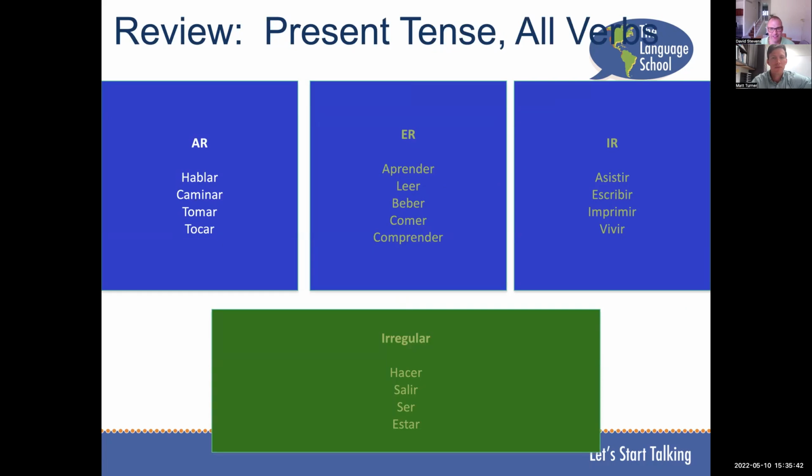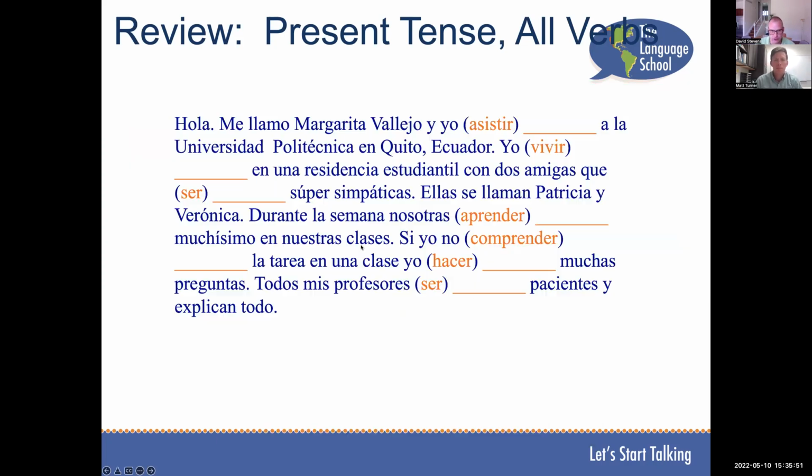Ok, perfecto. So Mateo, just a quick little review, right? We've been working a lot on our regular verbs, but don't forget about your irregular verbs. Okay? Vamos a practicar. Fill in the blanks here.